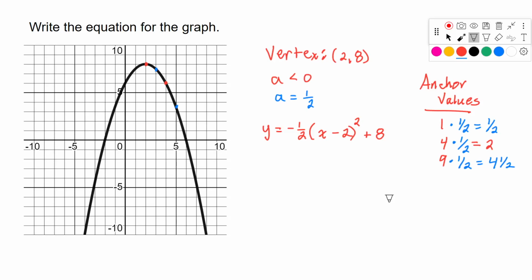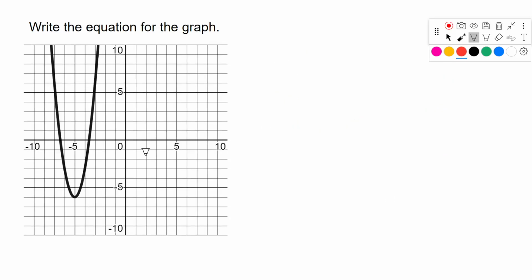And let's take a look at one more. Again, start with the vertex. This one is at (-5, -6). It is open up, so we know that a is positive, a is greater than 0. Now this does look a bit narrower to me than our other parabolas. So we may need to find an a value here.